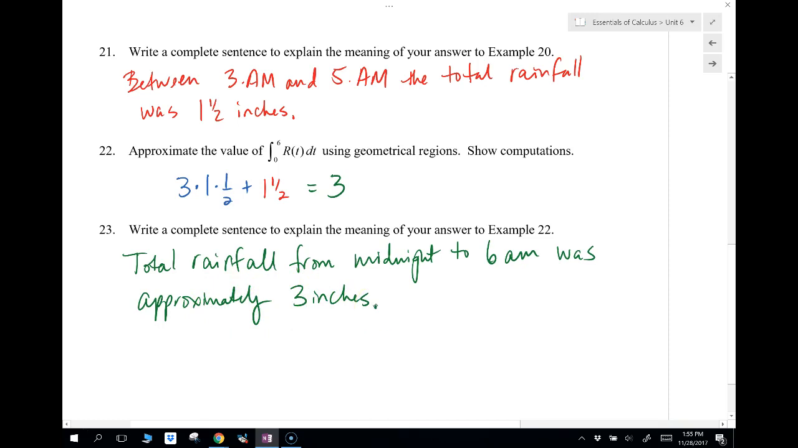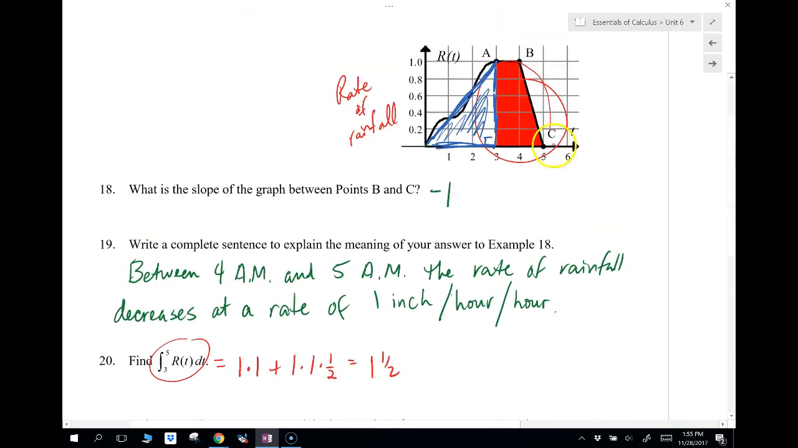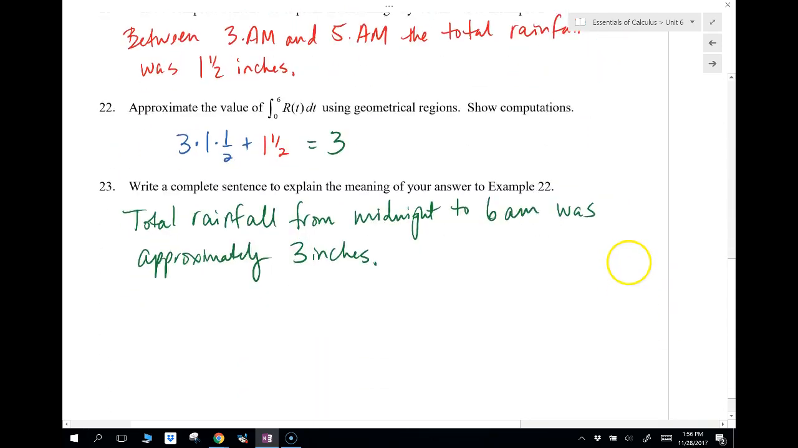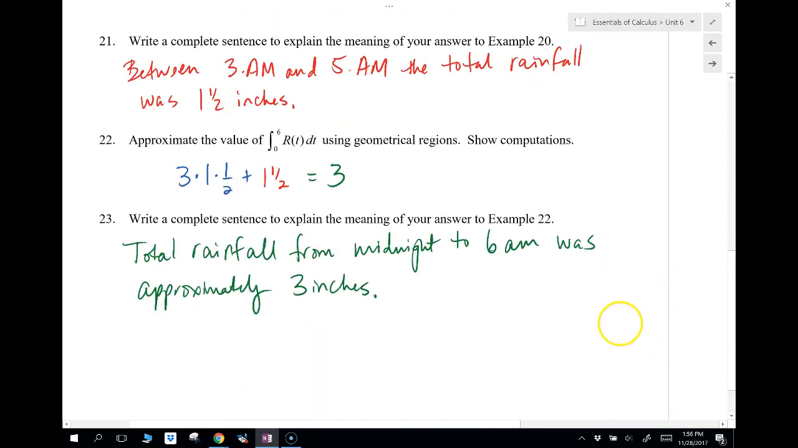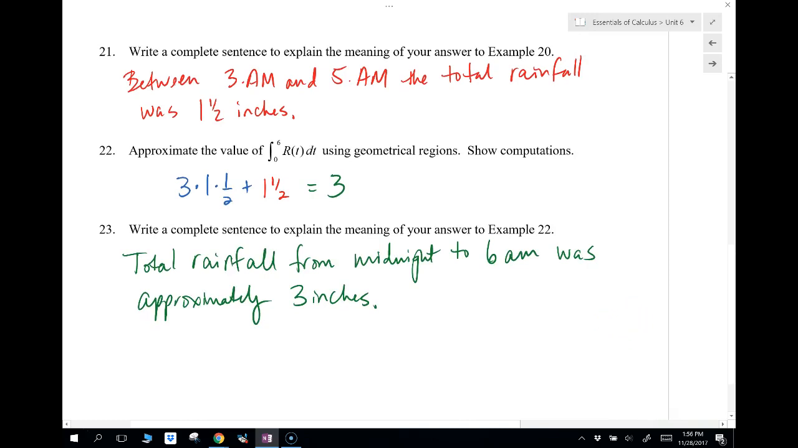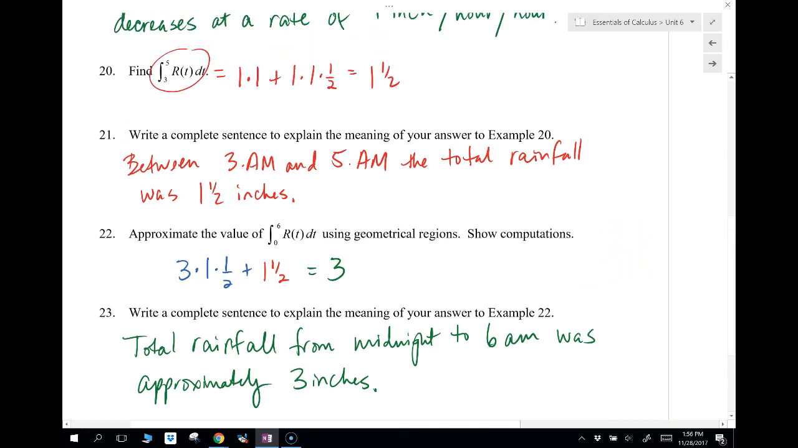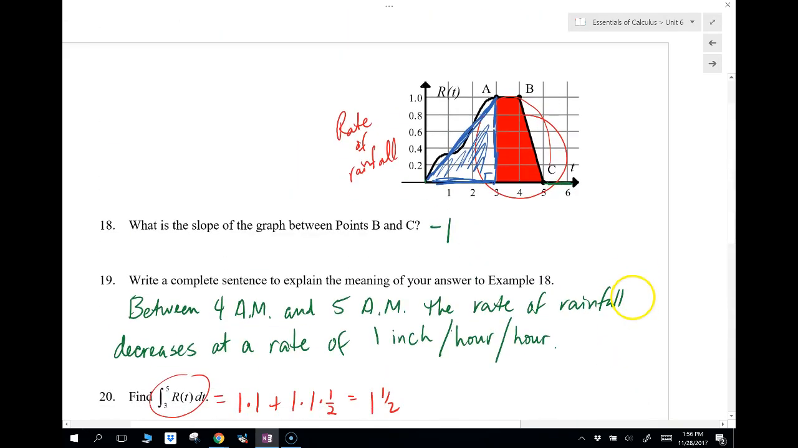Now notice here that at 6, this is flat, so there was no rainfall between 5 and 6 because it was 0. Okay, so there you go. That's just an example of looking at a rate graph and making it contextual. The key thing for you guys to remember is that when you're doing the accumulation, the area under the curve, you're talking about the accumulated whatever context we're using. In this case, it was the rainfall.